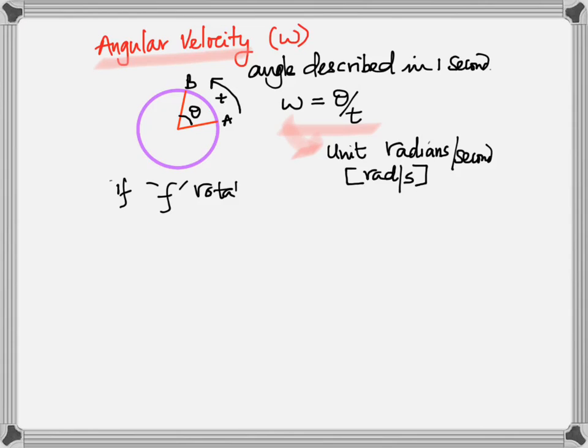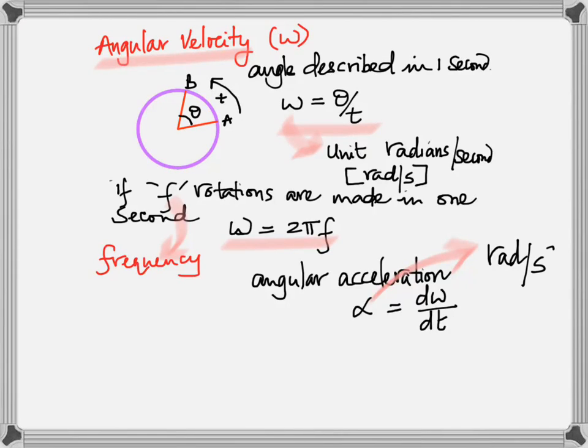Now I'm going to connect angular velocity with frequency. Acceleration is actually defined as the change in velocity by time, wasn't it? Same thing here. Change in angular velocity by time. And the symbol for angular acceleration is alpha. So whenever you see alpha, you should remember that is angular acceleration. It's d omega by dt. And obviously its unit is going to be radians per second squared, isn't it? Because it's radians per second divided by second.